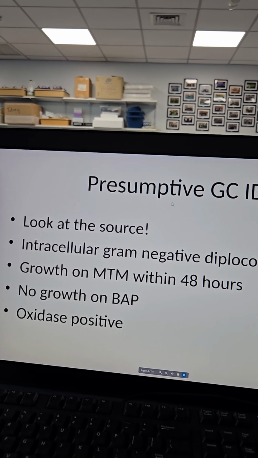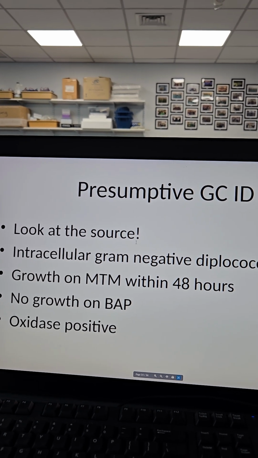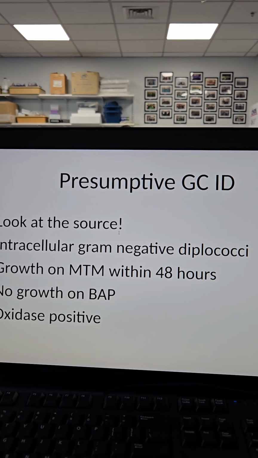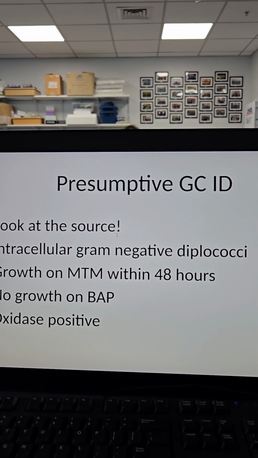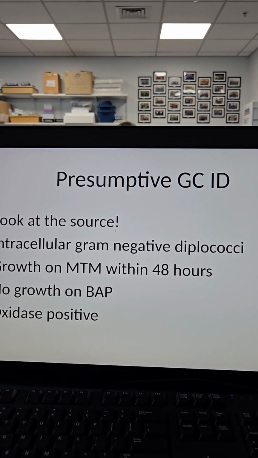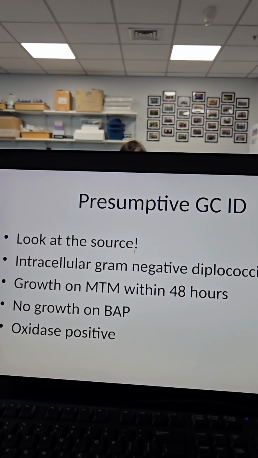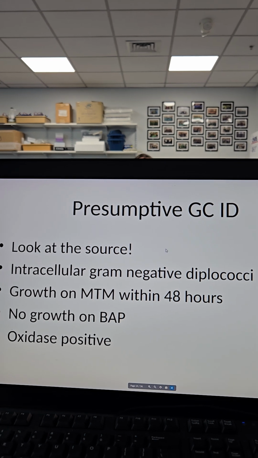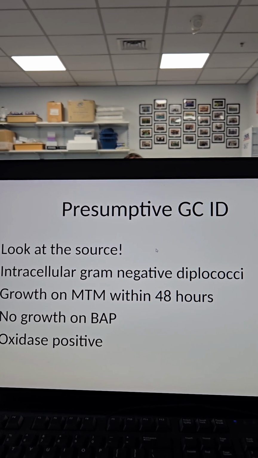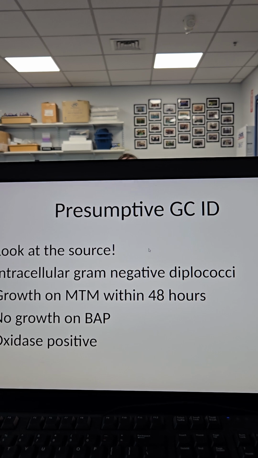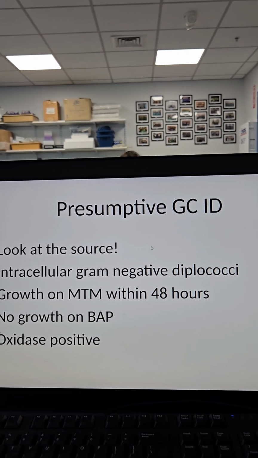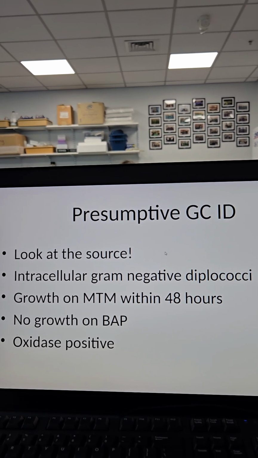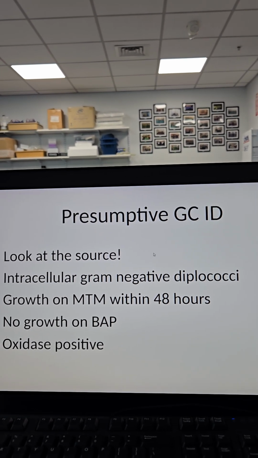Look at the source. Where did this come from? If it comes up positive for that pro and it's not somewhere where you would suspect Neisseria gonorrhea, maybe it's not. Maybe it's some other Neisseria that will grow on blood. Go check your blood. Maybe it's Kingella. Kingella is usually a deeper infection than something on a mucosal membrane.